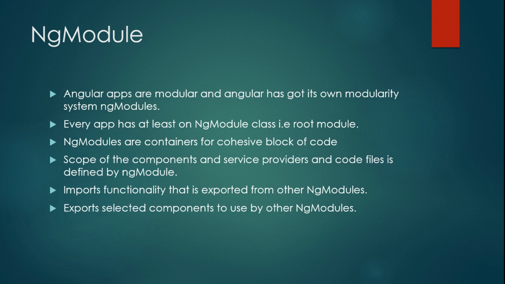So this NgModule is a container. That container has elements, such as components, that we can make visible to other NgModules by defining them in the exports property in the NgModule metadata, so that other modules can import these selected components.